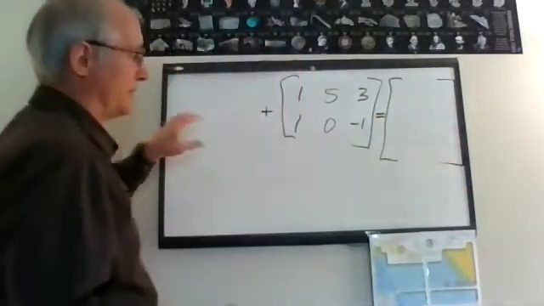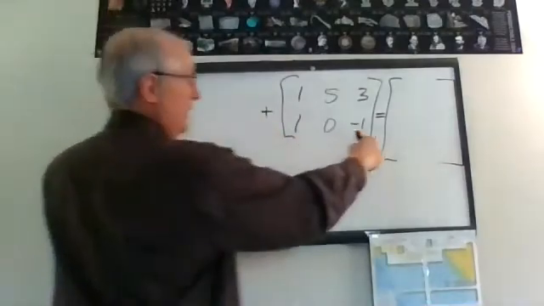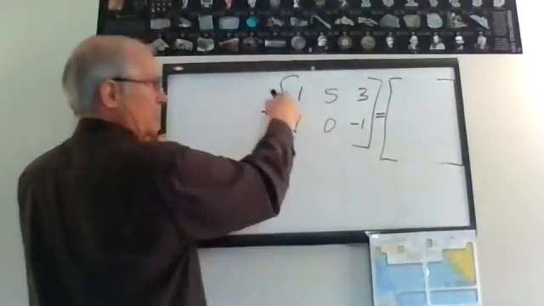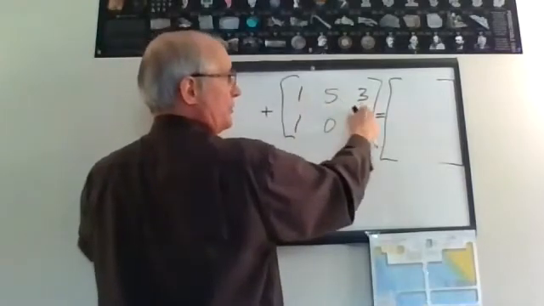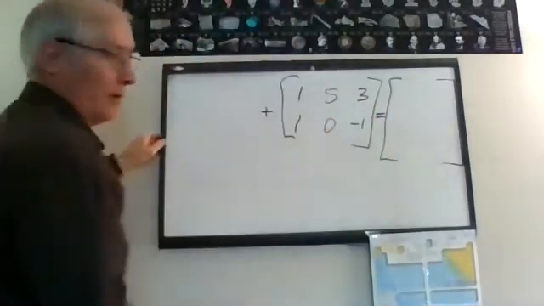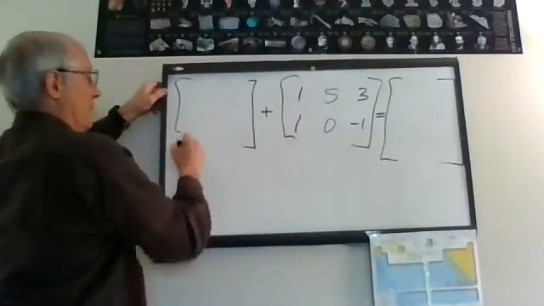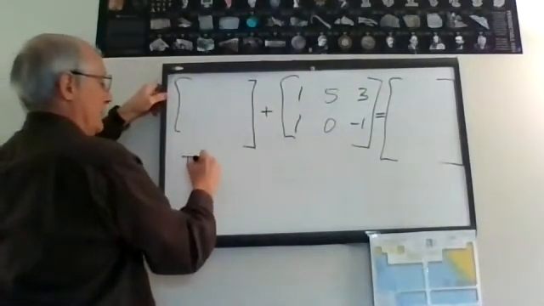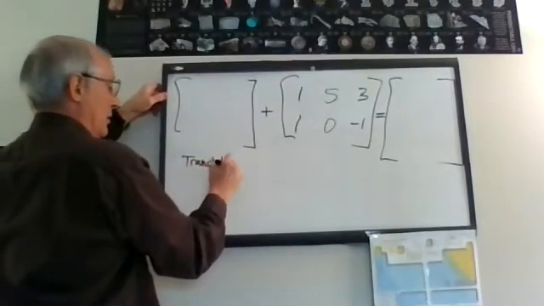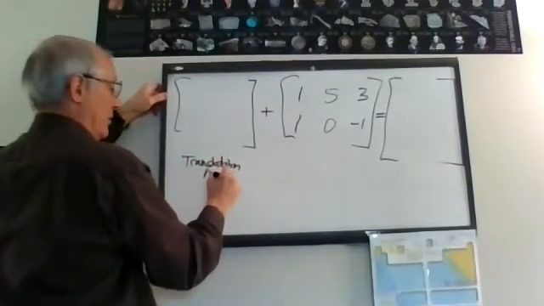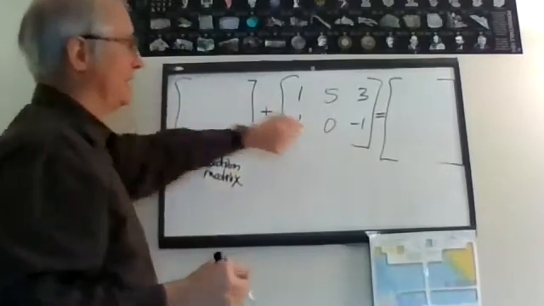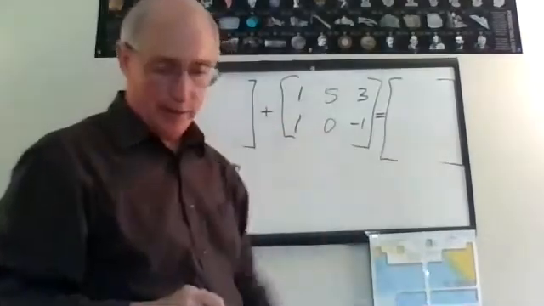Now, since these have to have the same dimensions, the answer is going to have the same dimensions. It's going to be a 2 by 3 matrix. I just don't have a lot of room over there. This is a 2 by 3 matrix. This is called the translation matrix. That's what we're adding to this matrix to get you the final answer.